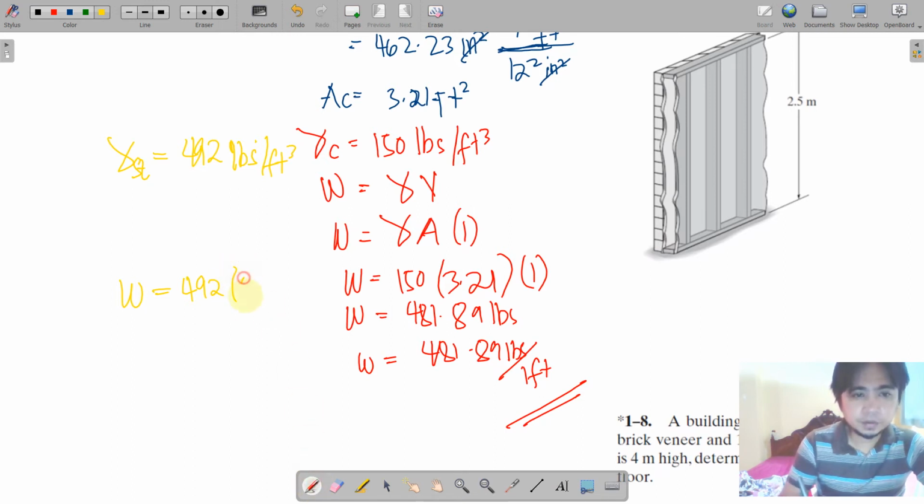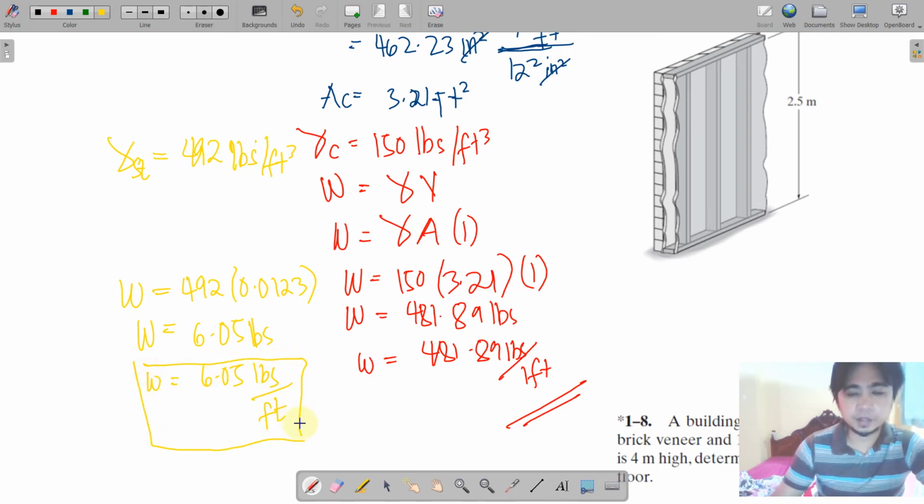So we have 0.0123. So we calculate that one. We have W is equal to 6.05 pounds. Okay, so again, small w for distributed load, we have 6.05 pounds per feet. So this will be the weight of that steel.